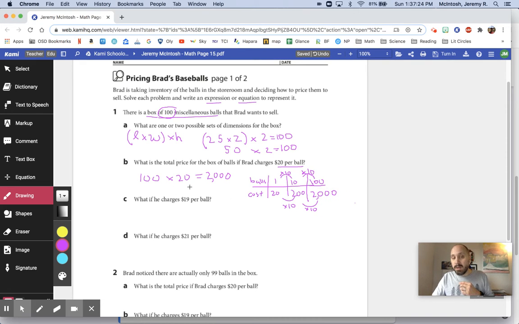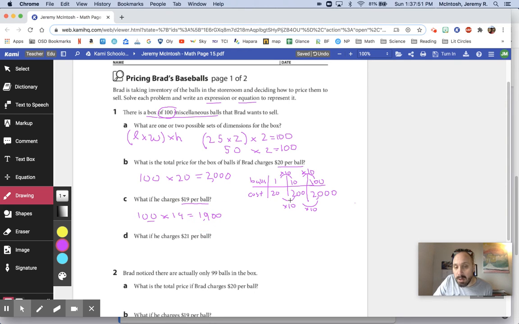2,000. So 100 times 20 is 2,000, and I got that as well here. But what if he charges $19 per ball? Ooh, okay. Well, I could do the same thing. So my expression is 100 times 19, okay? And you might say, well, I know 1 times 19 is 19, Mr. Mac. You are correct. And I have 2 zeros here.